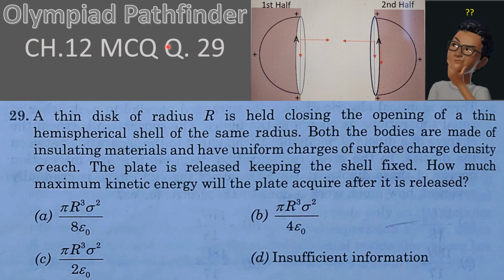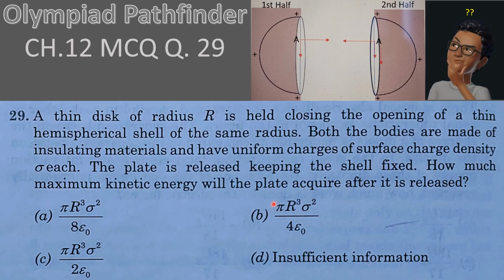This question is from Olympiad Pathfinder, Chapter 12, Multiple Choice, question number 29. A thin disk of radius r is held closing the opening of a thin hemispherical shell of the same radius. Both the bodies are made of insulating materials and have uniform charges of surface charge density sigma on each. The plate is released, keeping the shell fixed. How much maximum kinetic energy will the plate acquire after it is released?